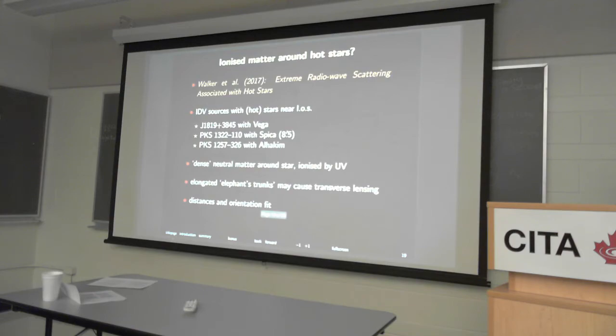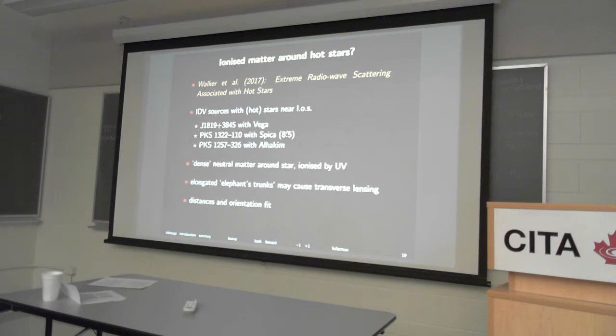Now, earlier this year, on the next slide, slide 19, Mark Walker published an interesting paper about extreme scattering events in IDV sources. And he claims that these extreme scattering events may be caused by hot stars near the line of sight, or exactly by neutral matter that's being ionized by these hot stars, and therefore can produce very, very dense ionized media, very localized. And he tested that on 3 sources, so that's not a huge sample. But in these cases, his idea seemed to explain at least some aspects of the observations.